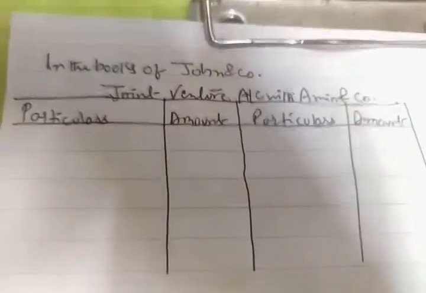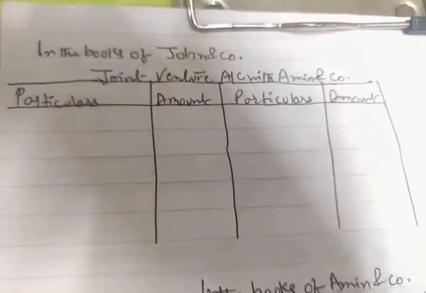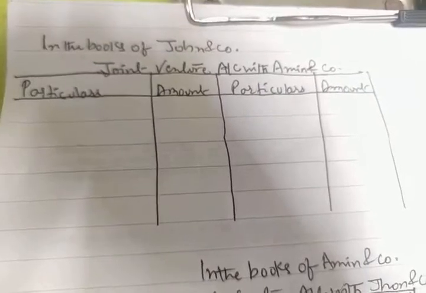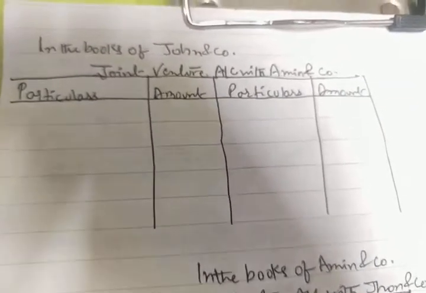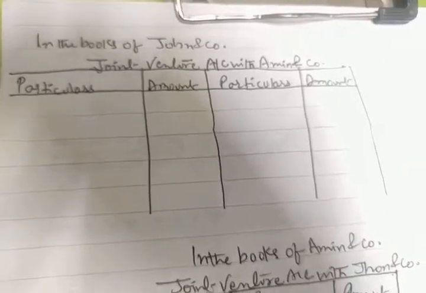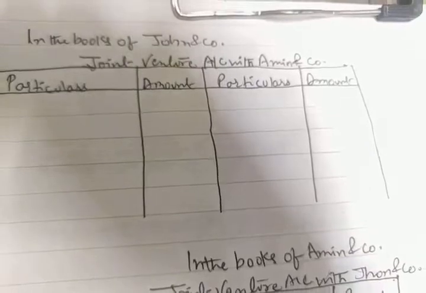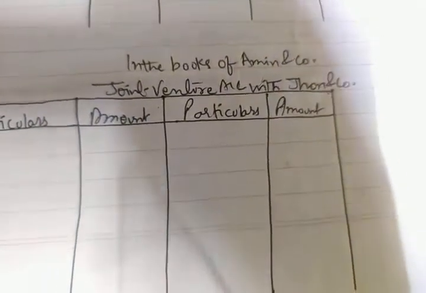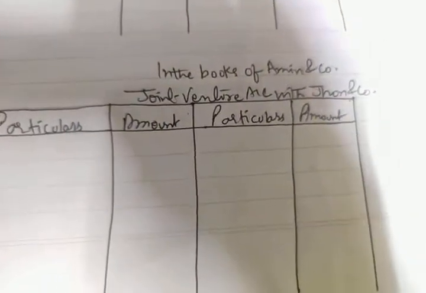I hope it's visible for you. I have told last class also, we need to open one account in the books of all the venturers. Here we have only two: one is John and company, another is Amin and company. So in the books of John and company, we'll open one account named joint venture account with Amin and company, and in the same way in the books of Amin and company we will prepare one more account, joint venture account with John and company. So let's start the entry.